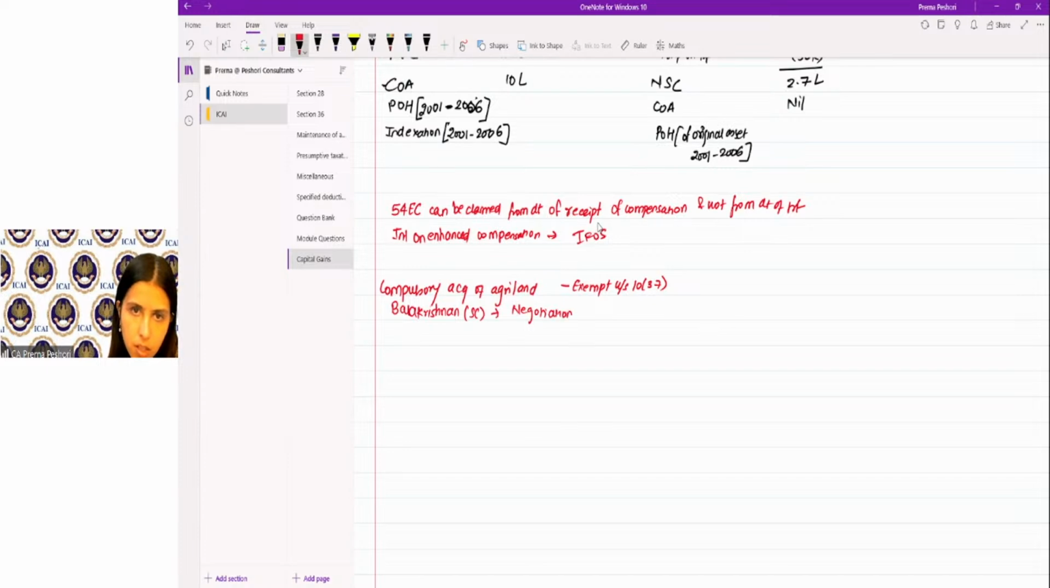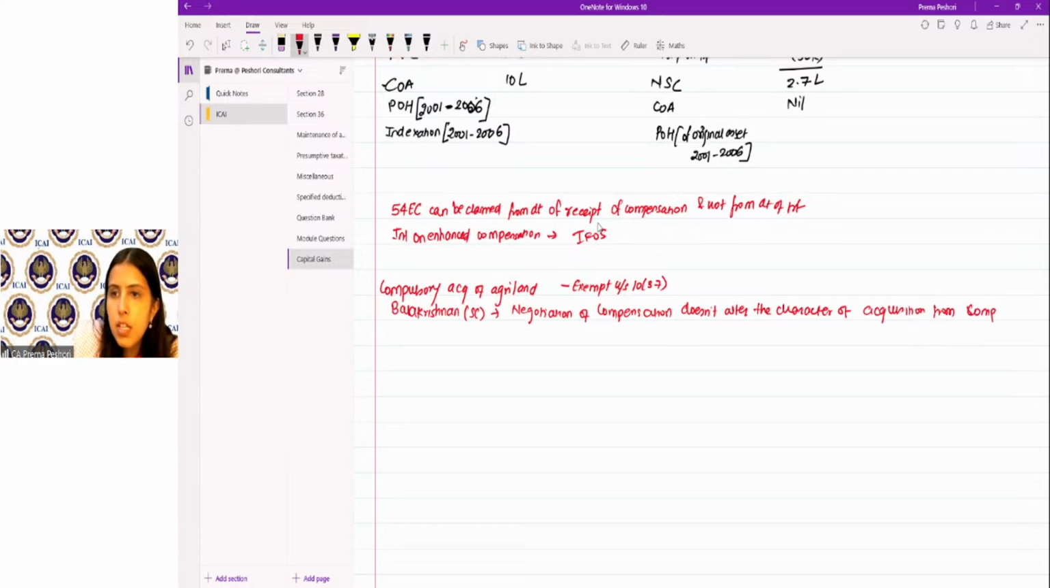Negotiation of compensation does not alter the character of acquisition from compulsory to voluntary. Clear? Are we clear? Any doubt?